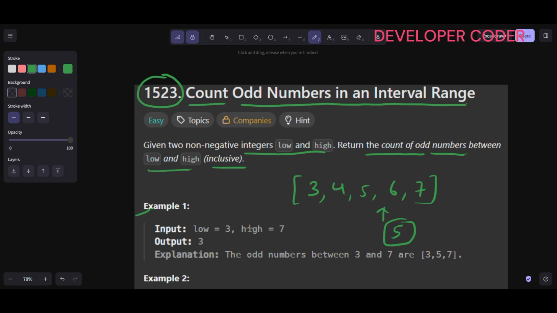So I can easily count the total numbers with this formula: high minus low plus 1, right? With this formula I can easily calculate the total number of numbers. So high is 7, low is 3, plus 1, so I will get 5, right? So 5 is nothing but the total numbers.